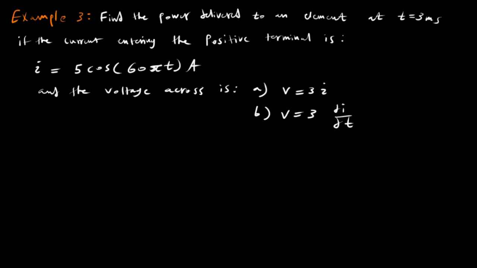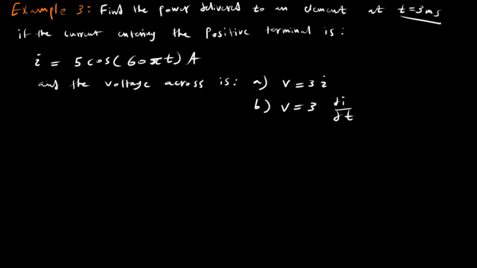Okay, in this example what is asked is to find the power delivered to an element at the time t equal to 3 milliseconds, if the current entering the positive terminal is given by this function over here, and the voltage across is given by: in part A, voltage is equal to 3 times the current, and in part B, voltage is 3 times the rate of change of the current, at t equal to 3 milliseconds.